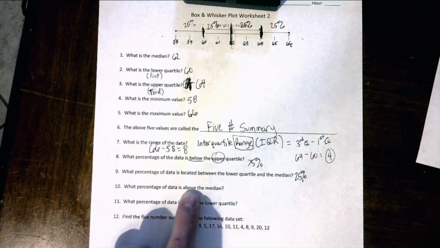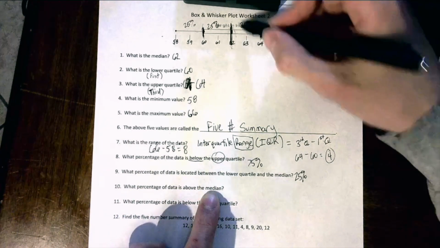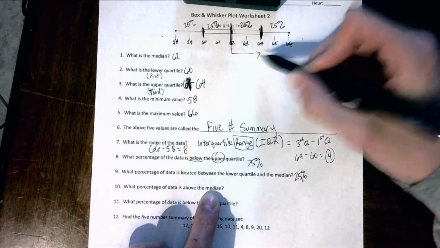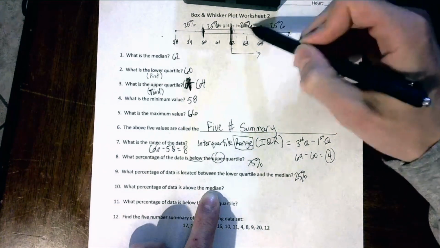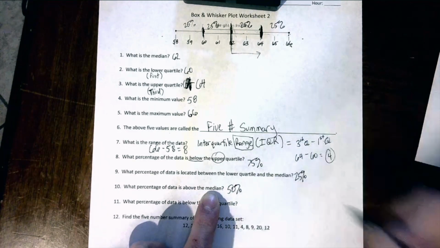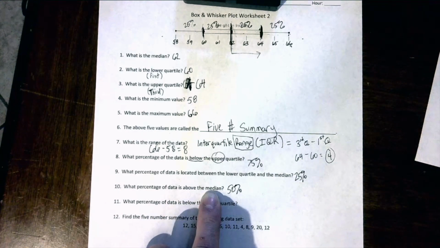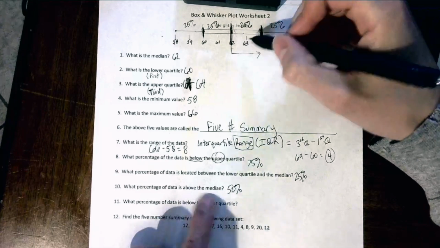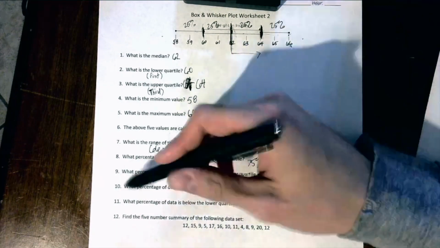What percentage of the data is above the median? Well, here's your median, and above it would be the 25 and the 25. And if you understand what median means, then that makes it even easier. That would be 50%. The whole idea of the middle is that half of my data is above it and half of my data is below it.